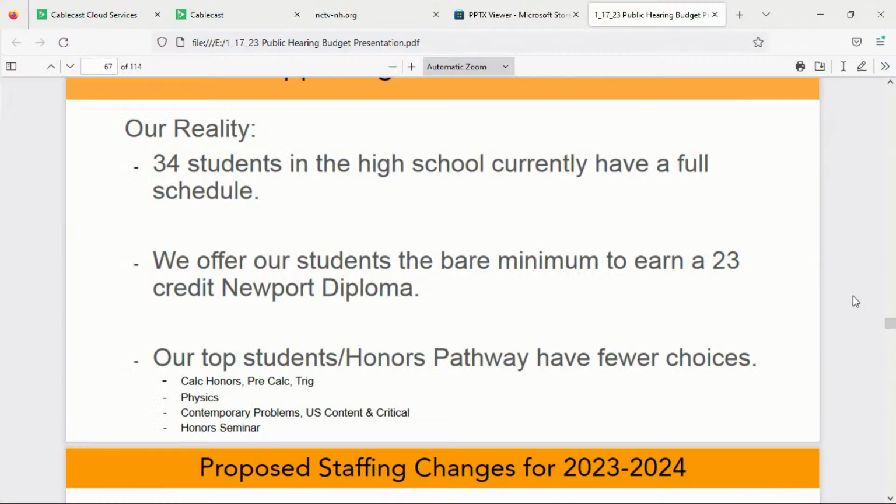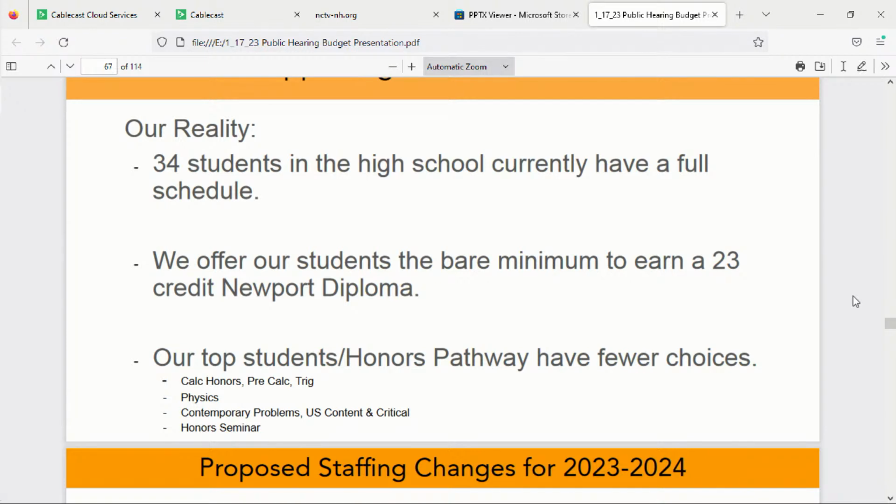So our reality is right now, it was hard for me to tell you guys this number before, but I have 34 students in the high school who have full schedules. Yeah. How many students do you have? I have just shy of 300. So you can't say this is just my seniors, you can't say it's just my juniors, where we do support kids with work-based learning and internships. 34 students with a full schedule, I find downright alarming and unacceptable, and I hope you do too.